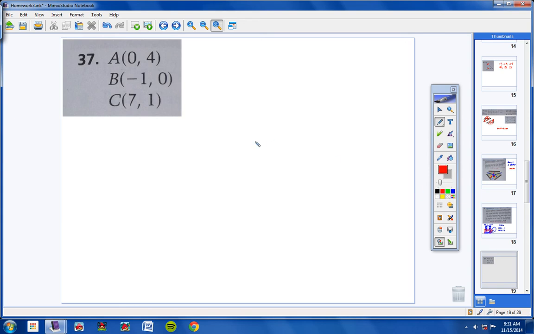Any 3 points form a triangle. I don't care how almost they line up in a straight line. As long as they don't line up in a straight line, then you have a triangle. Okay? So anytime you have 3 points, they always make a triangle. Always. As long as those 3 points are not what?